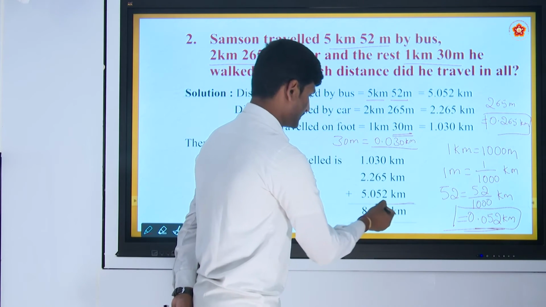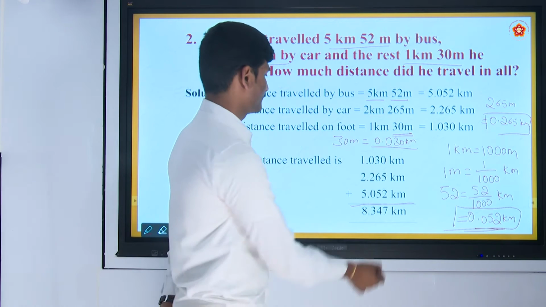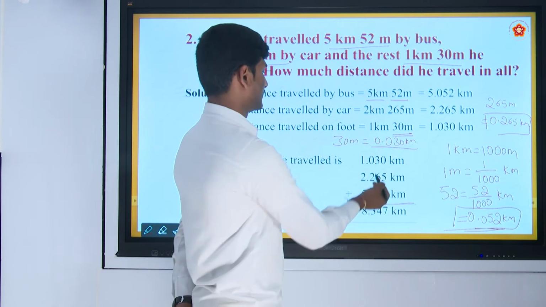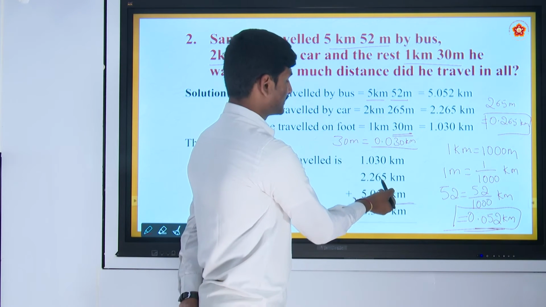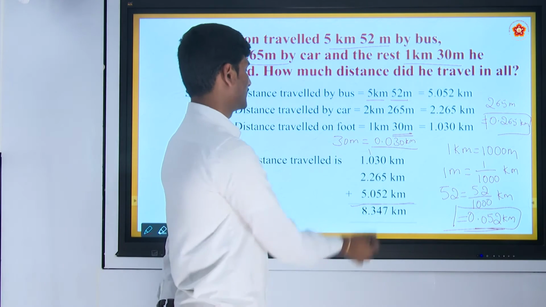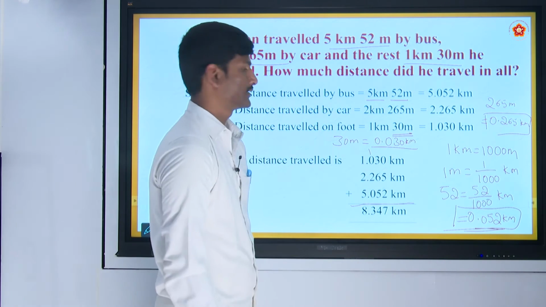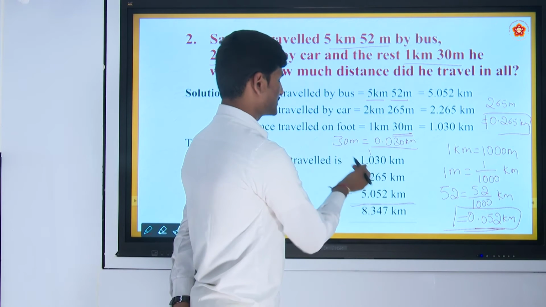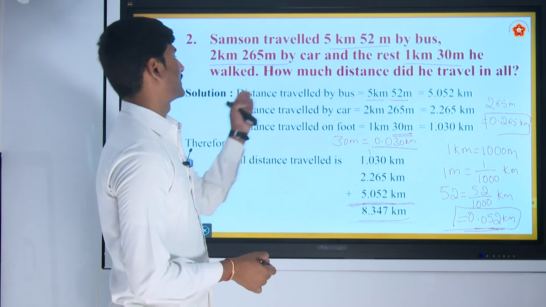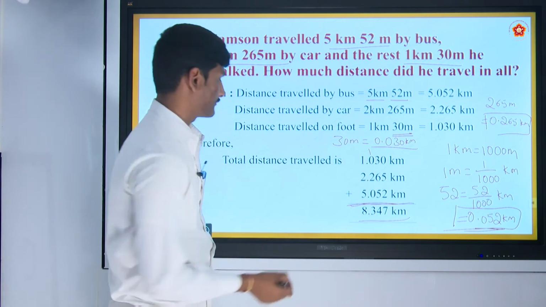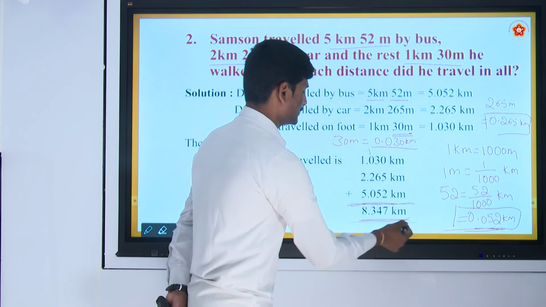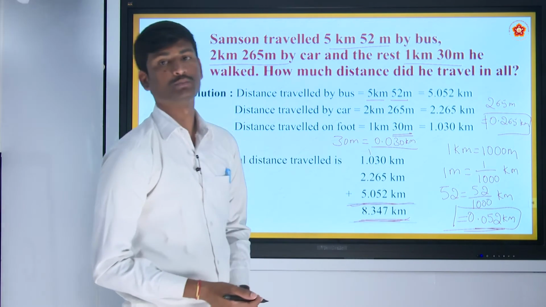First, in the three decimal places, 0 plus 5, 5, 5 plus 2, 7. Then 3 plus 6, 9, 9 plus 5, 14, 4, carry 1. Then 1 plus 2, 3. Then 0.5 plus 2, 7, 7 plus 1, 8. The total distance Samson travelled is 8.347 kilometer. Okay.